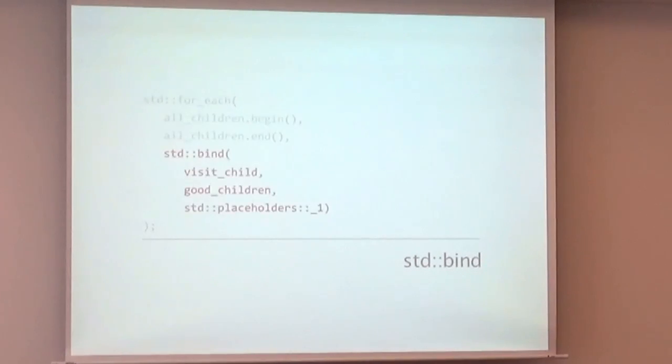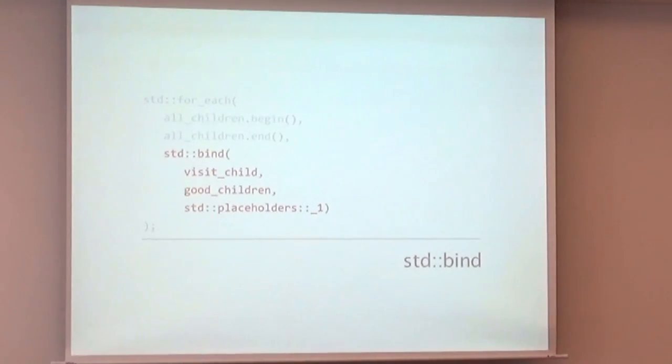So we use standard bind, and we bind to the original function visit child the original list, the reference to the list of the good children, and there's the standard placeholder left. We have to specify that yes, there is a left parameter of this function, but we do not know it yet because it will be handed in during the iteration of standard for each.